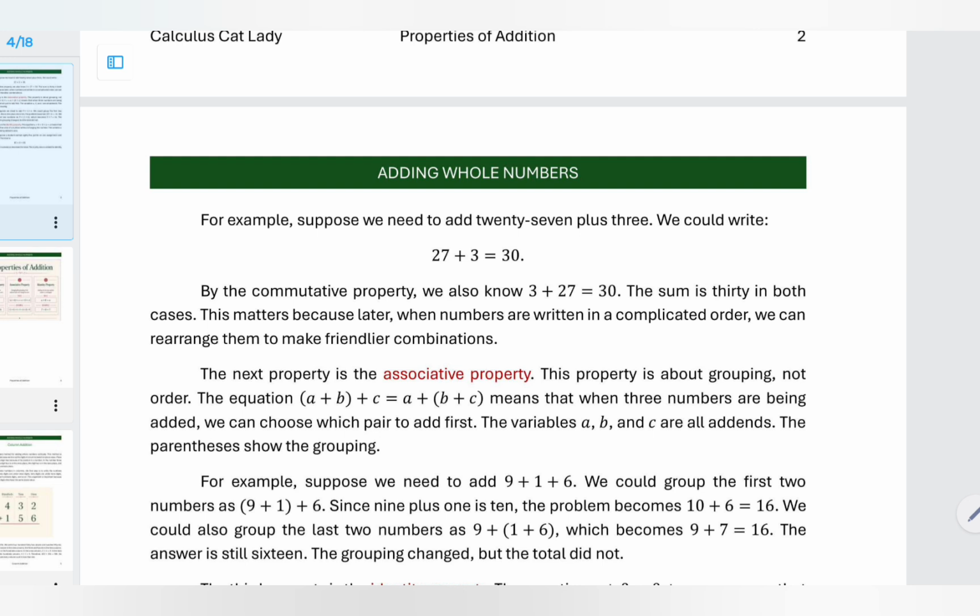The next property is the associative property. This property is about grouping, not order. The equation (a + b) + c = a + (b + c) means that when three numbers are being added, we can choose which pair to add first. The variables a, b, and c are all addends. The parentheses show the grouping.